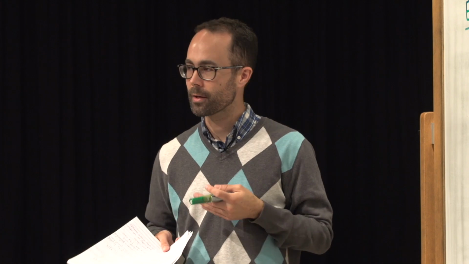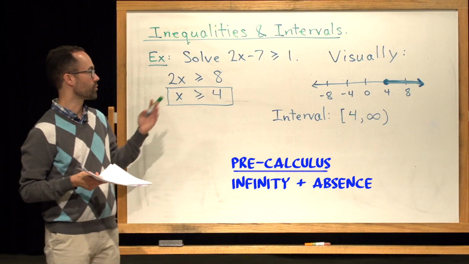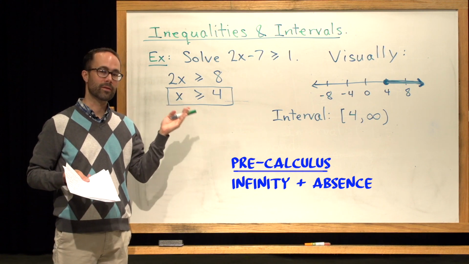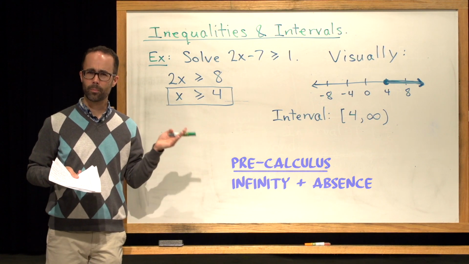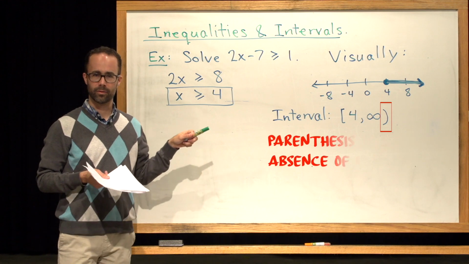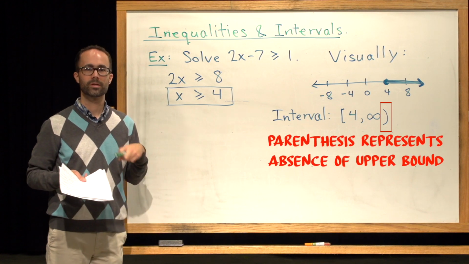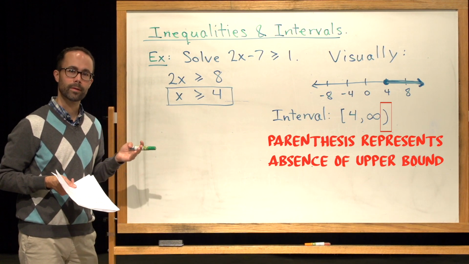So in pre-calculus, we tend to think of the first one, of infinity, as an absence. So just remember, for intervals, we're looking at infinity. We're not treating it as a number. We can't include it in the interval. We always have the open parenthesis. So that's the absence of an upper bound that we're indicating.